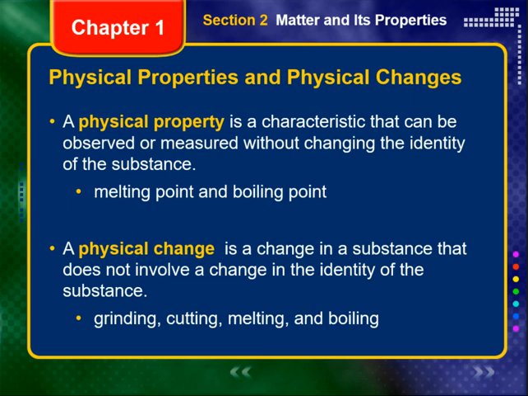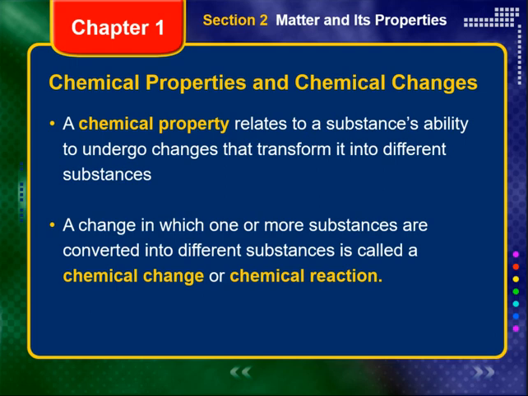A change in a substance that does not involve a change in the identity of the substance is called a physical change. Examples of physical changes include grinding, cutting, melting, and boiling a material. These types of changes do not change the identity of the substance present. Physical properties can be observed without changing the identity of the substance, but properties of the second type, chemical properties, cannot. A chemical property relates to a substance's ability to undergo changes that transform it into a different substance.